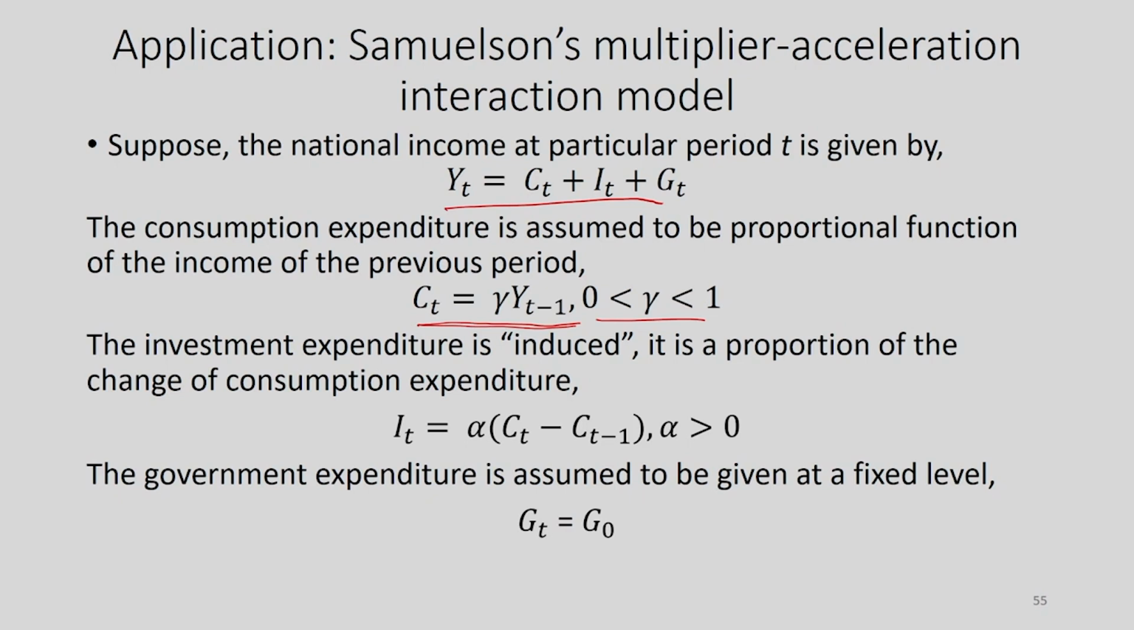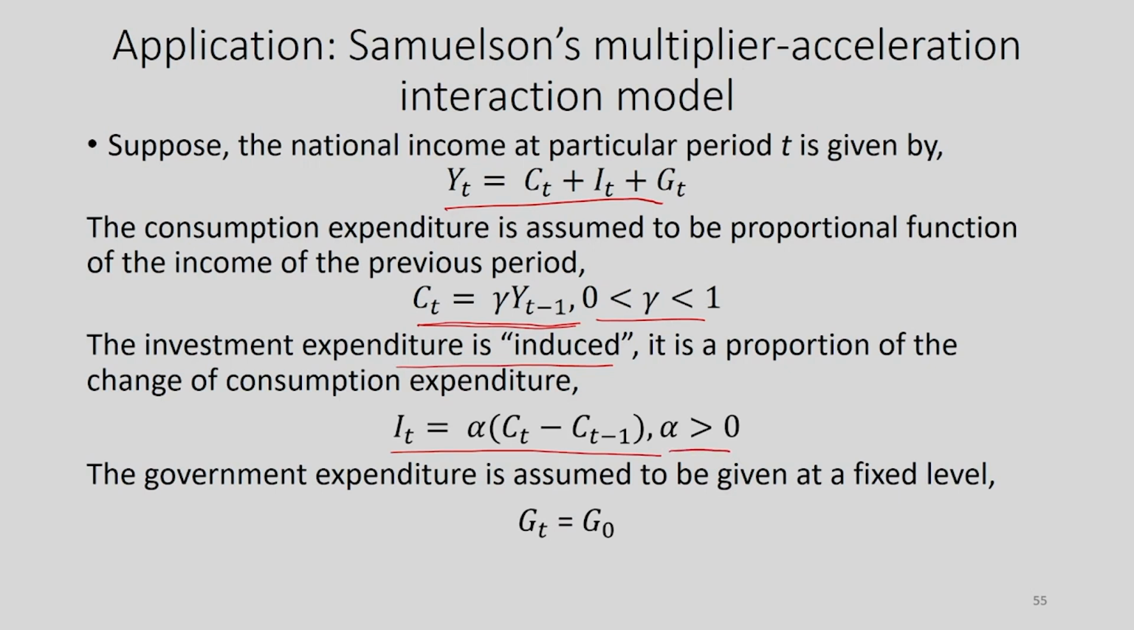Secondly, what about the investment expenditure? What is the form of the investment expenditure? We are assuming that the investment expenditure is induced. It is a proportion of the change in the consumption expenditure. So, this is the form that it takes. It is equal to alpha multiplied by Ct minus Ct minus 1, where alpha is greater than 0.